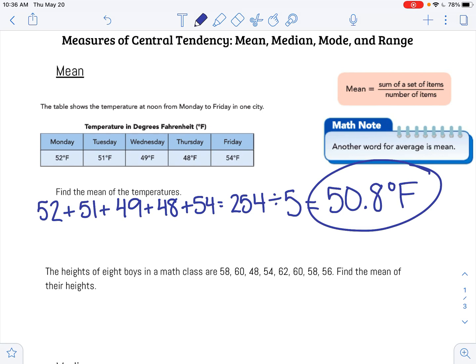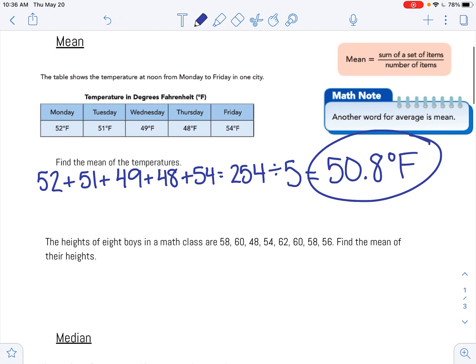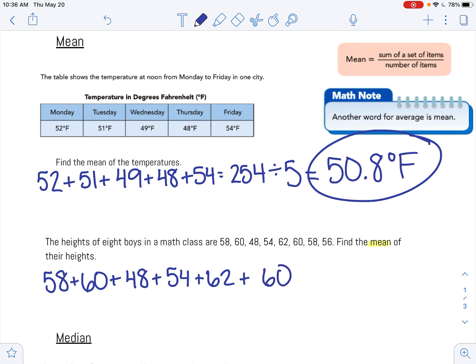That's our average there. So as an additional example here in the next one, the heights of 8 boys in a math class are 58, 60, 48, 54, 62, 60, 58, and 56. So we're going to find the mean, or the average, of their heights. So we're going to add all of these together. Okay, writing those out.